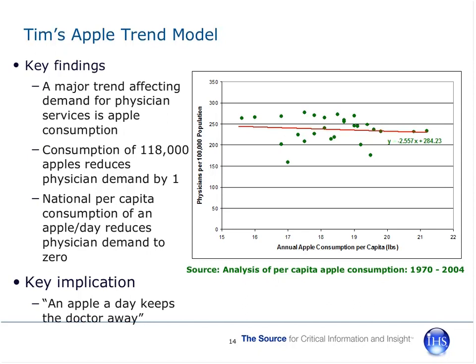And if you extrapolate this line all the way out to 119 pounds of per capita consumption of apples, the physician to population ratio actually goes to 0. And the key implication was that an apple a day does keep the doctor away, and that consumption of 118,000 apples would reduce physician demand by 1. Now, clearly this is not happening, but it just goes to show you that you need to be very careful with correlations, because you can find a correlation, but it doesn't help you interpret policy or help you in planning.